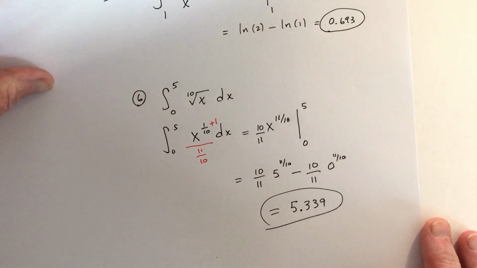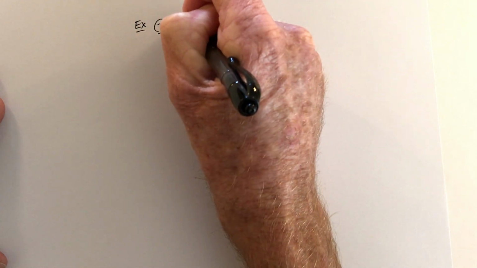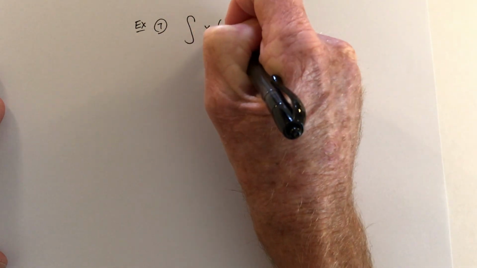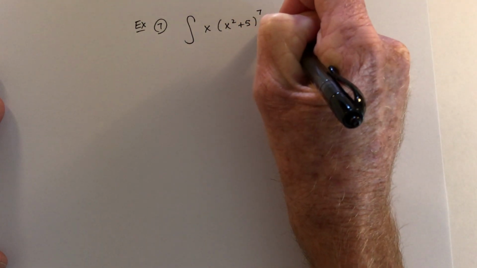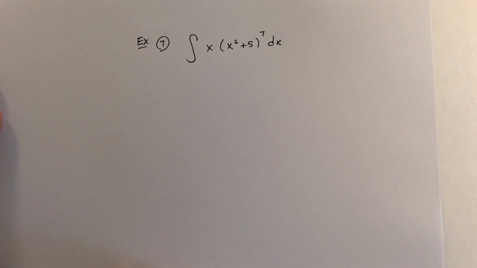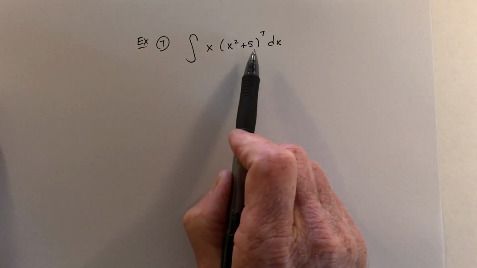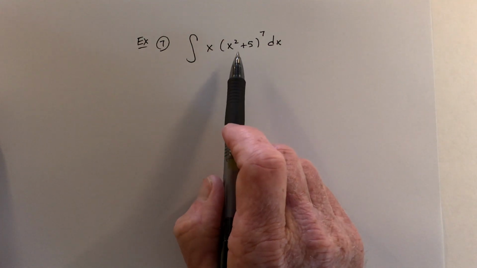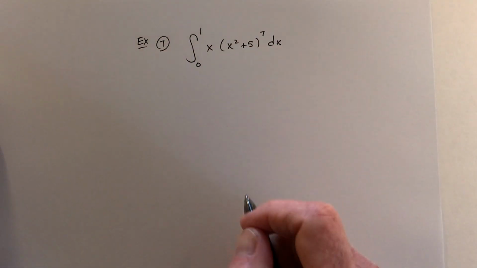And now some that use U substitution. So for example, number 7, using U substitution. Integrate x times x squared plus 5, with that part raised to the 7th. So I'm going to use U substitution, and I'll let U be whatever is inside the parentheses. And the last part I need to do is the numbers. I'll have it go from 0 to 1.